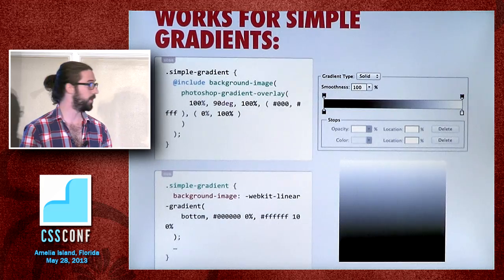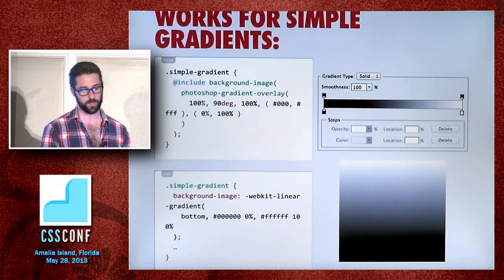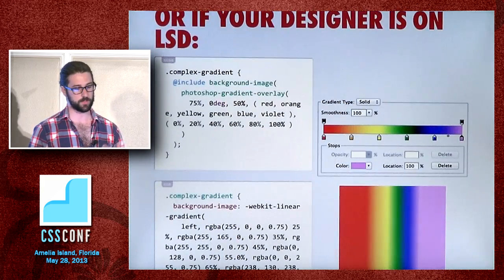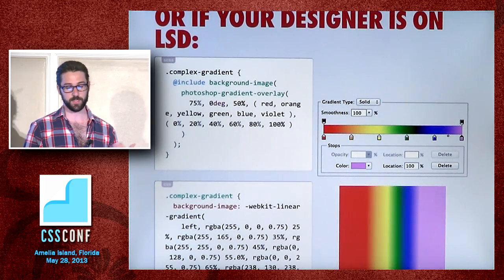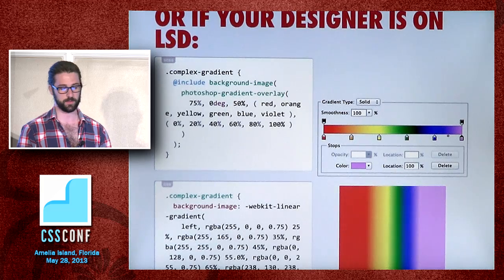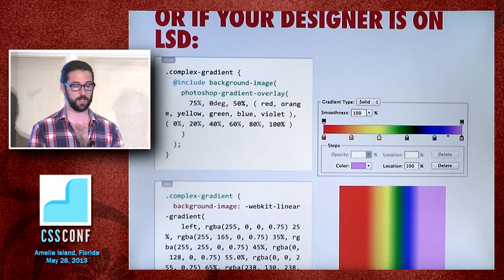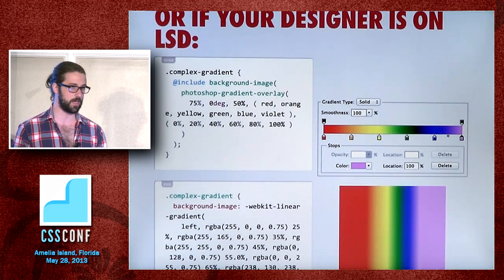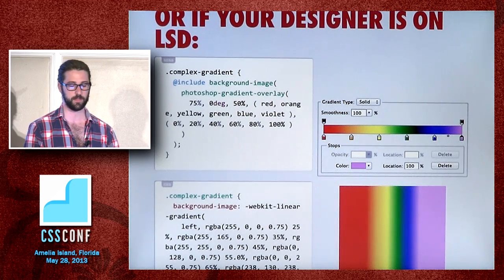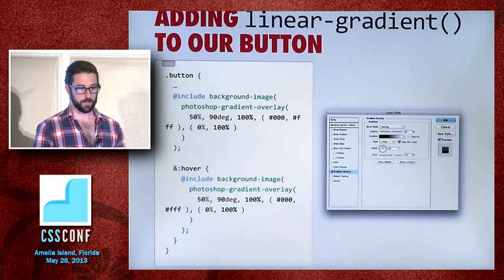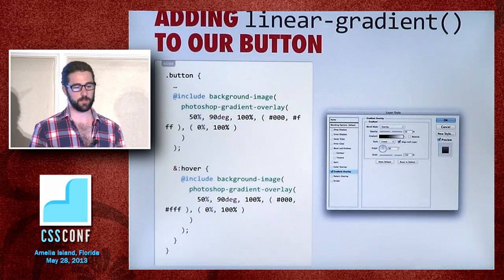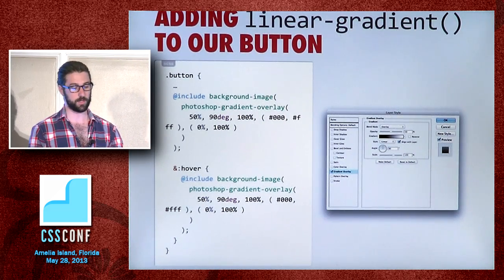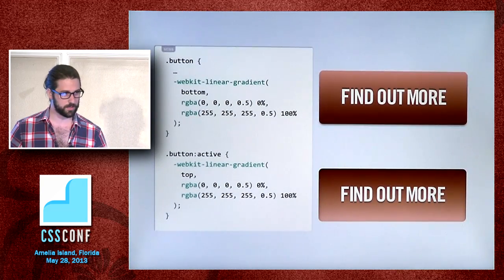So this works for simple gradients, like a simple black to white fade. Or if your designer is on LSD and wants to do something super psychedelic, you can put in many color stops. You can mess with the direction and the scale, and no matter how complex a gradient you have in Photoshop, it'll convert to CSS perfectly. And so now, let's do the same thing we've done with all the other stuff. We're going to add the linear gradient to our button. We're going to put in the values that our designer wanted, and then when it converts to CSS, plot twist, something went wrong.